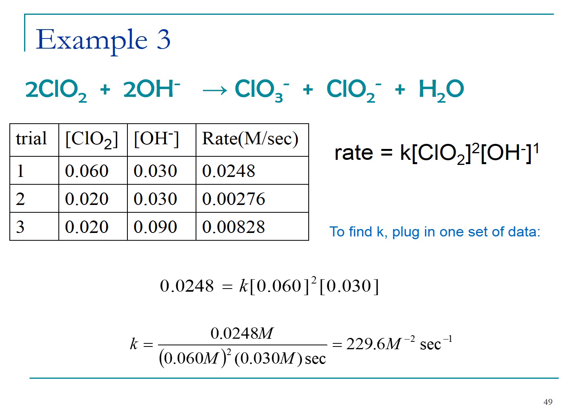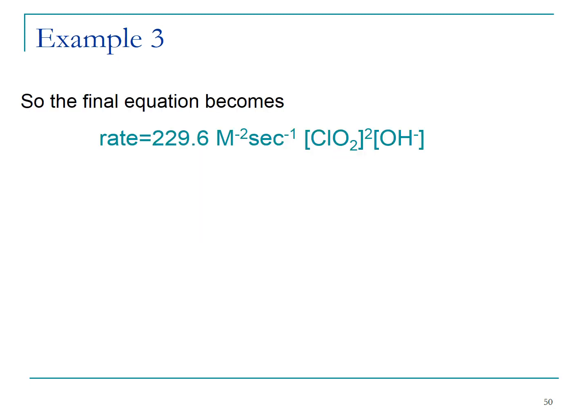What are my units? Again, we want the rate to be molar per second, so you have to have inverse second as part of your units of k, and then you want as many molar as one less than the number of molarities that you have. So in this case, 2 plus 1 is 3, so M to the negative 2. That will cancel out 2 of the 3 molarities, and so the rate will be molarity per second. So what is my final answer? Rate equals 229.6 molarity to the negative 2, seconds to the negative 1, times ClO2 squared times OH negative.